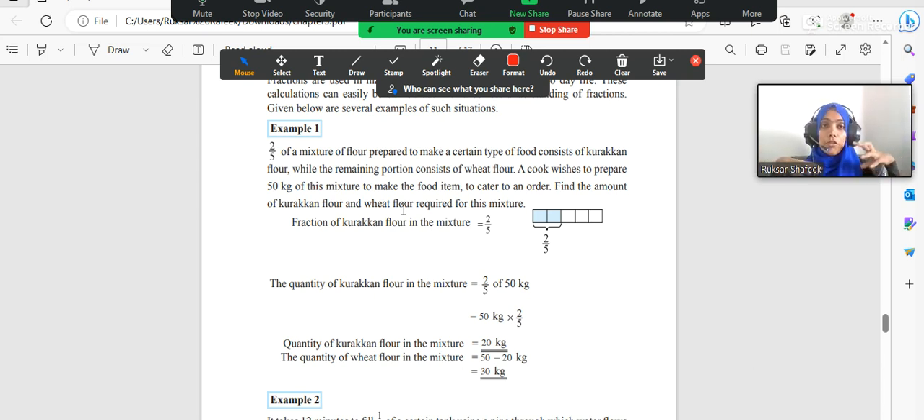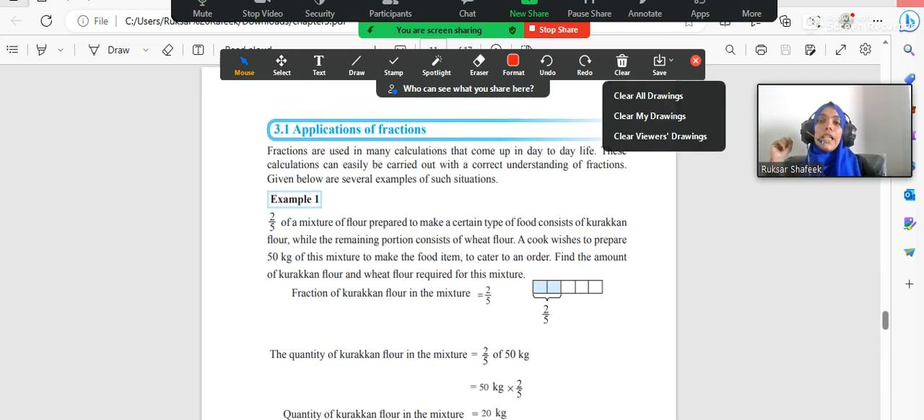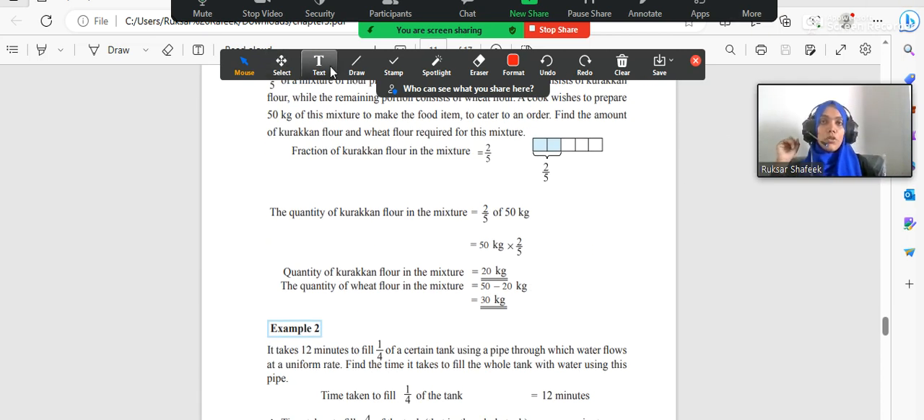And then they're talking about a cook who wishes to prepare 50 kilograms of this mixture to make the food item. Now, they've shown us a bar model again, once again to show a visual understanding of what exactly they mean. They've divided it into 5 equal parts, because we are referring to 5 parts here, 2/5. So 5 parts, out of which 2 parts are for Kurakang and the remaining 3 parts are for the wheat flour. Now the total is 50 kilograms, the mixture of both.